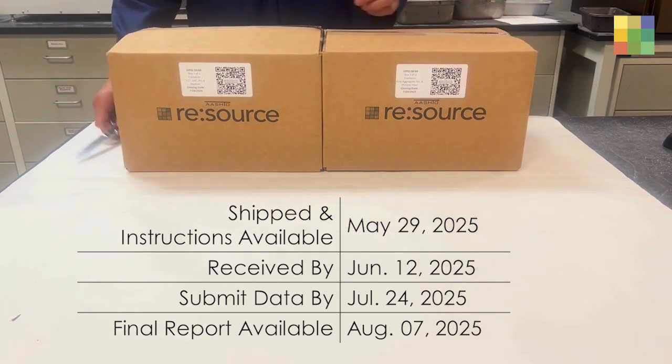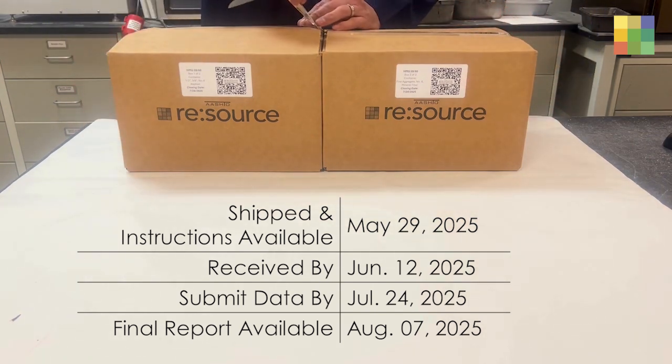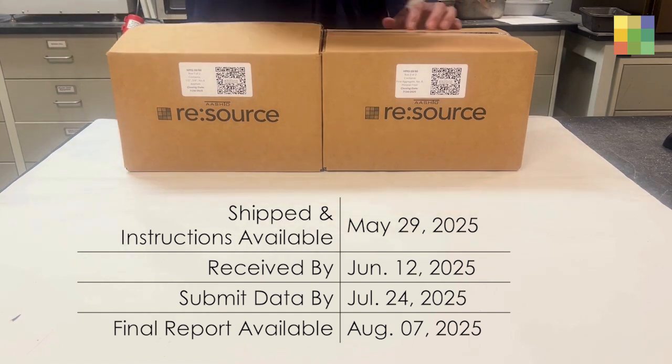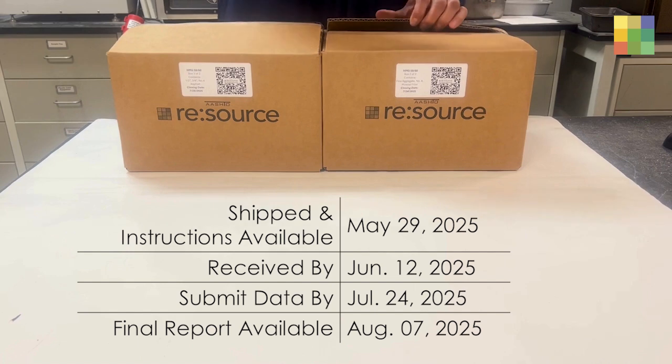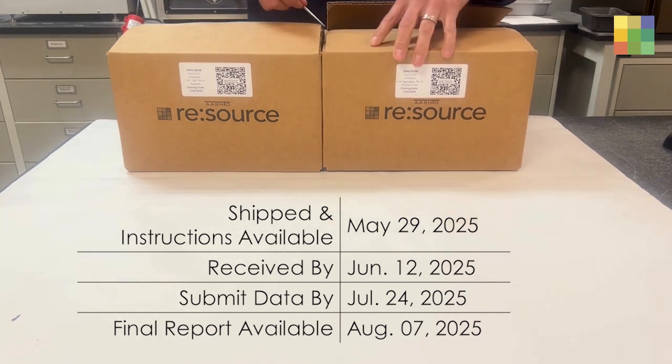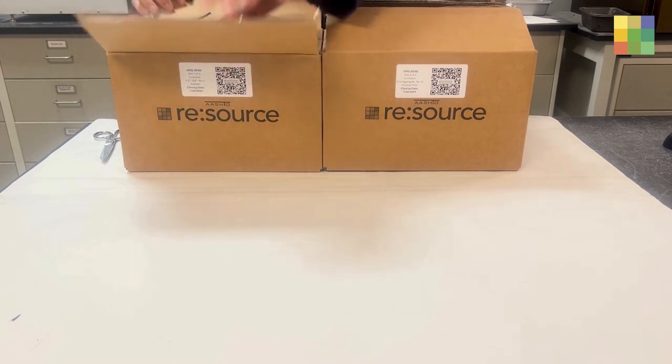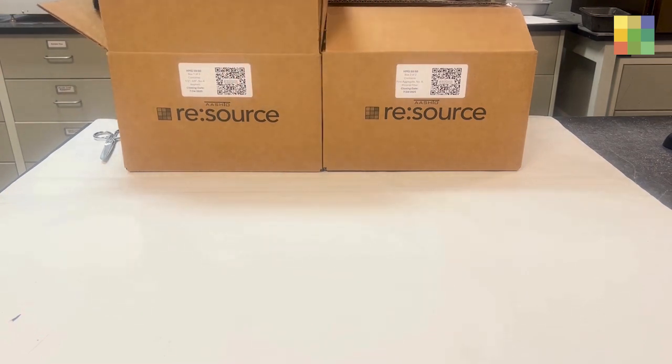Upon receipt of the boxes, carefully open them and check to see if the sample components were damaged in shipment or if one is missing. If you are missing any of the components described in this video or did not receive your samples by June 12, 2025, please contact us immediately. You should find the following components in the sample boxes.